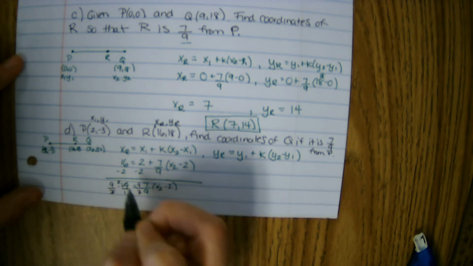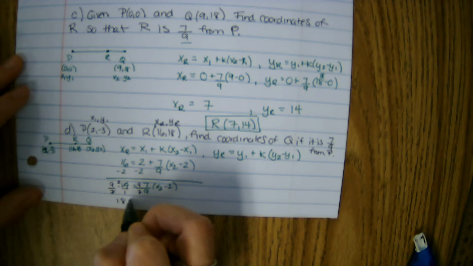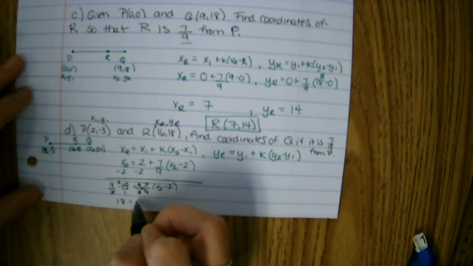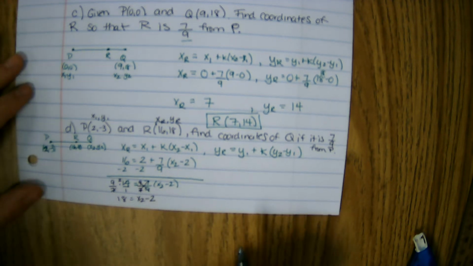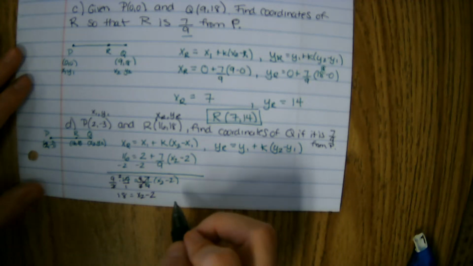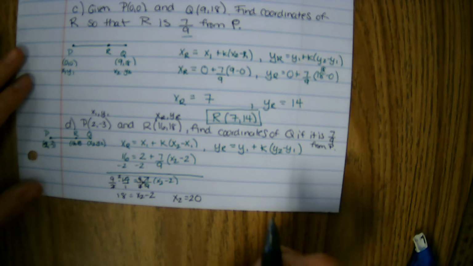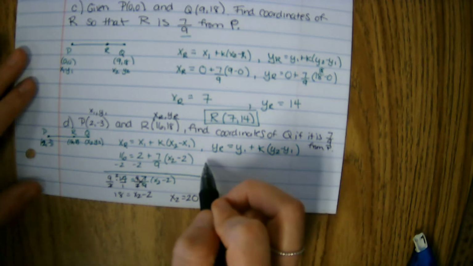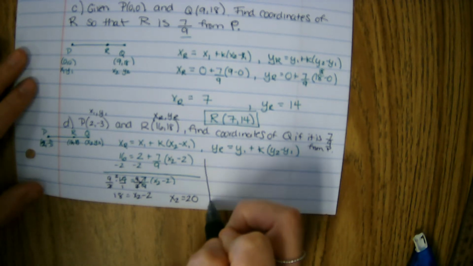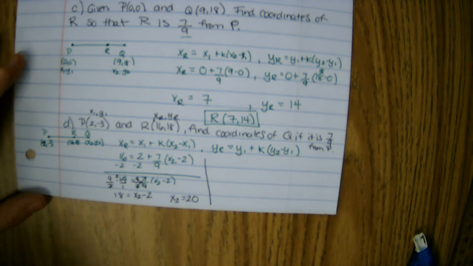7 goes into 14 twice. 9 times 2 is 18. Here my 7s and 9s cancel. And then lastly, I would add over my 2 to get x sub 2 equals 20. All right, now let's do the same thing for the y side. So pause the video and do the same thing for your y's.